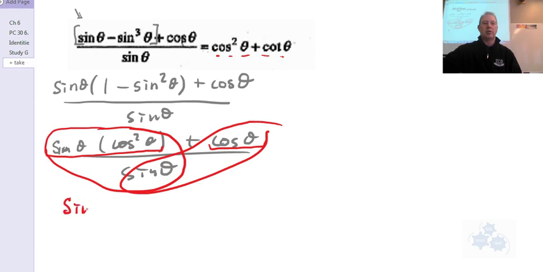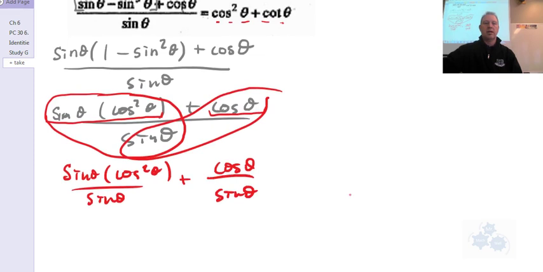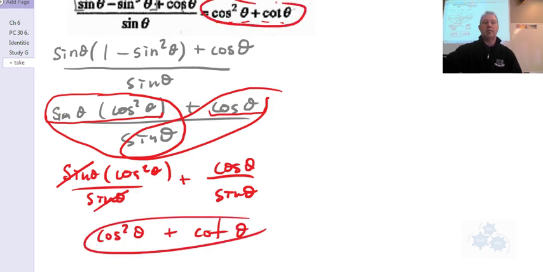So watch this. We're going to do sine theta times cos squared theta all over sine theta plus cos theta over sine theta. And that leads us to this. Sine over sine is gone. We have cos squared theta. What's cos over sine? It's cotan. And then you have what you're looking for, and you're done. Okay, so you have some options.